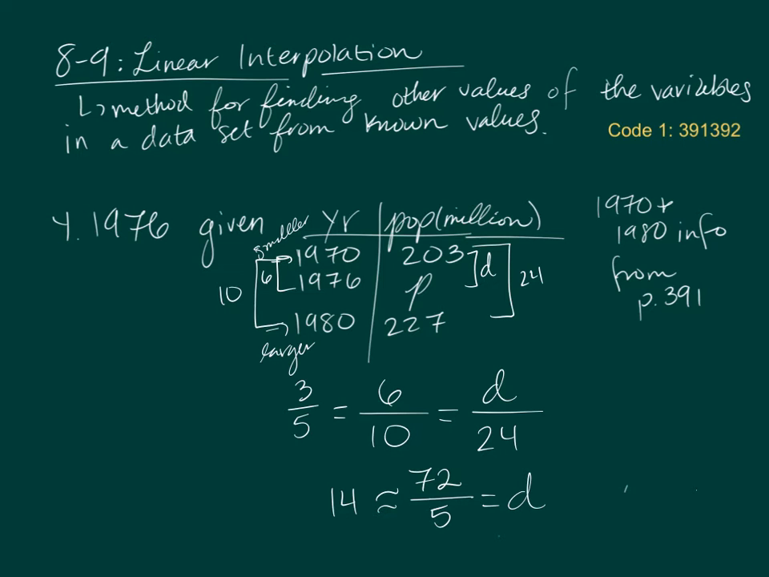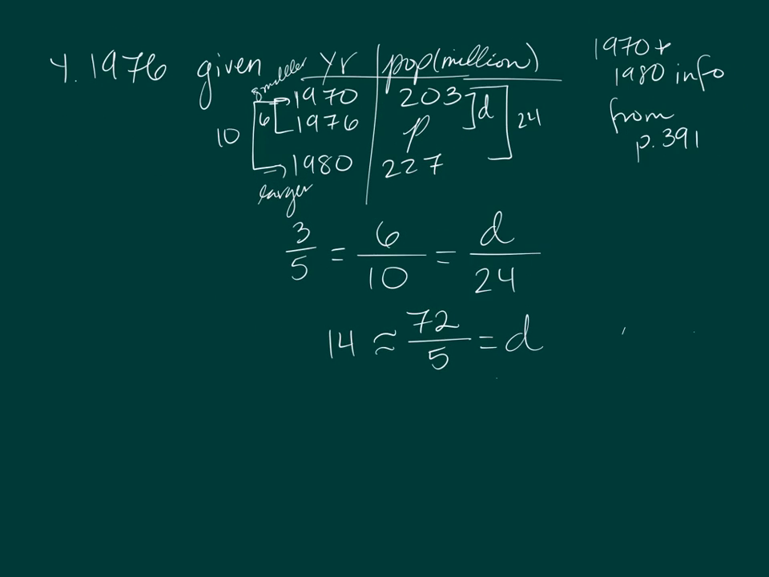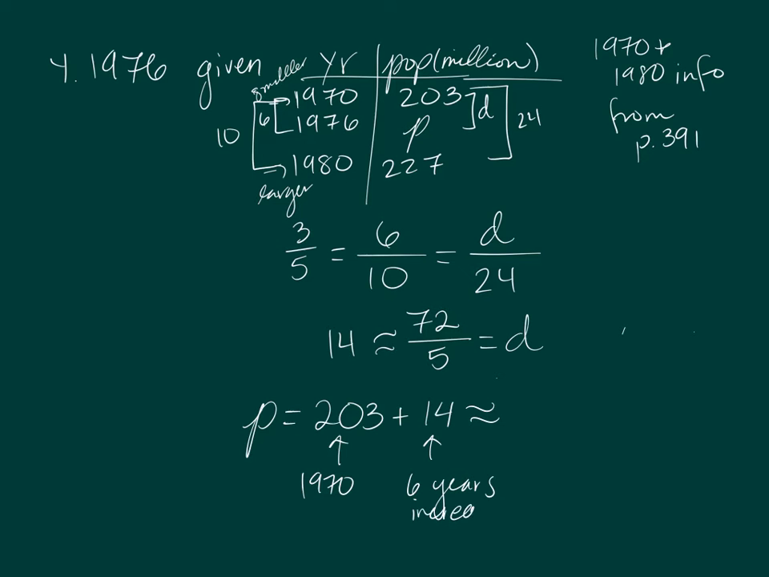So we know that D, the difference in increase from 1970 to 1976 in population, is 14 million, sorry. We're going to then find P by adding 203 to 14. So 1970's population plus the 6 years increase, okay? So it's actually 217 million people who were living in the US in 1976.